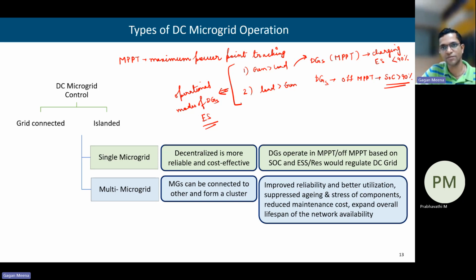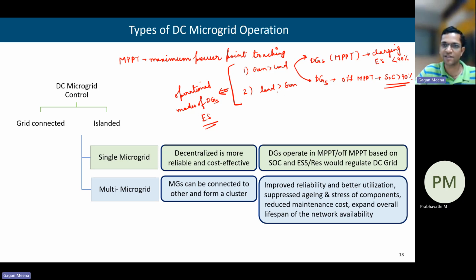We don't want that. So in this case, when generation is more than the load, the distributed generators can operate at MPPT, and also may not operate at MPPT. That will be determined by the charge in the storage. If it has already reached 90%, then they cannot operate at their maximum power point. But if the SOC is less than 90%, they can operate at their maximum power point, charge the battery, and also supply the load.